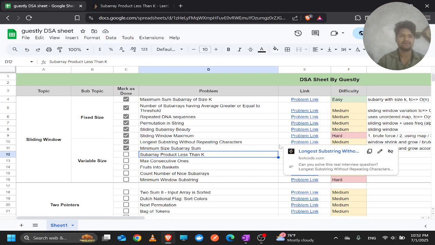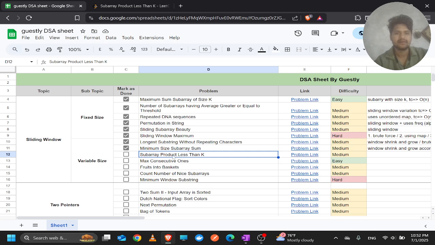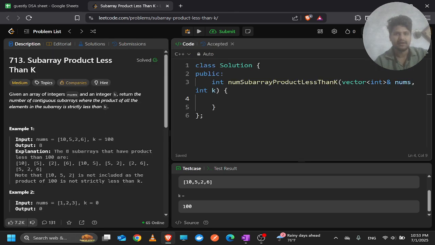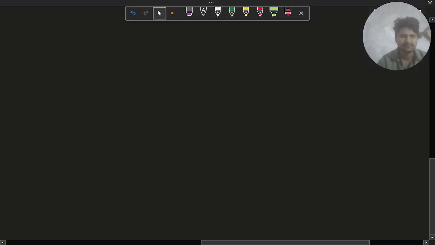Hi everyone. So today we are going to solve subarray product less than k, which is a variable size sliding window problem. So let's see the problem, and this is the problem we are going to solve in today's video. Okay, let's start. I'm going to explain what the problem says first.